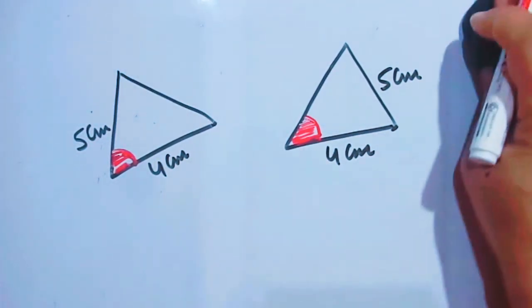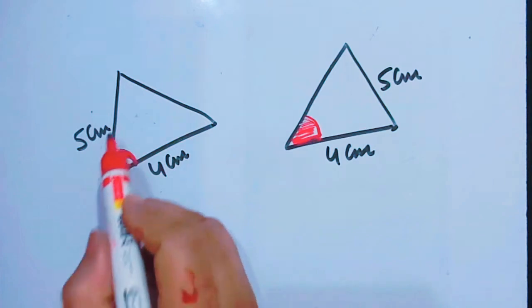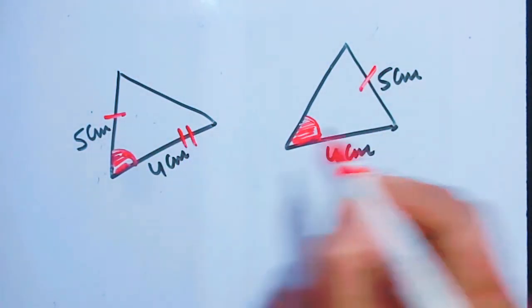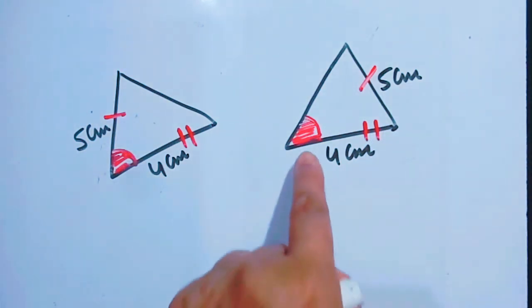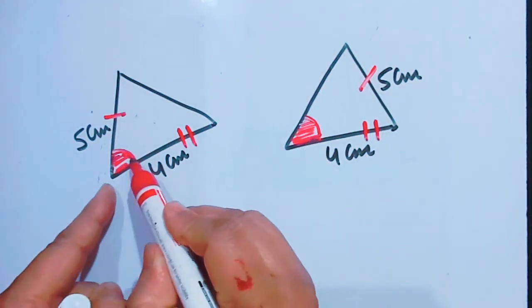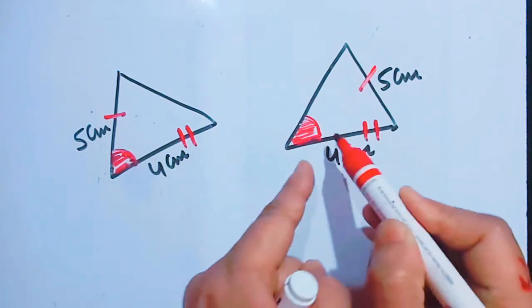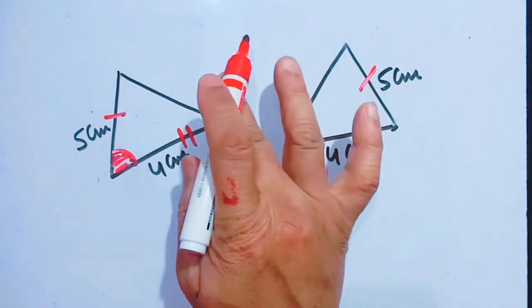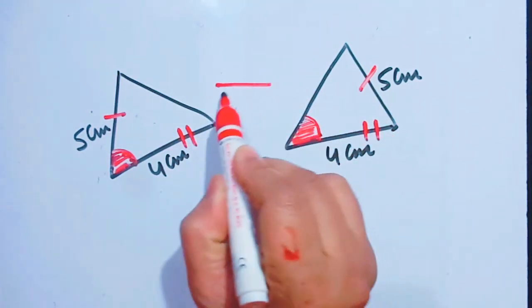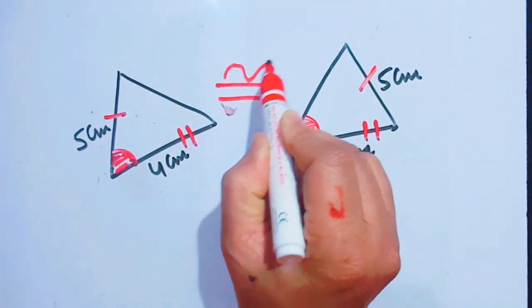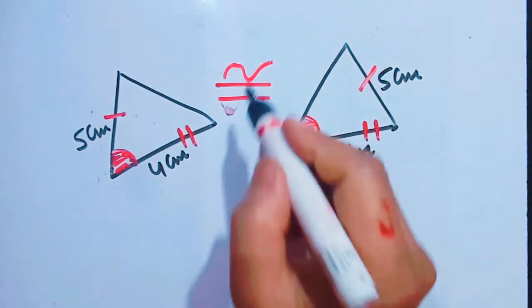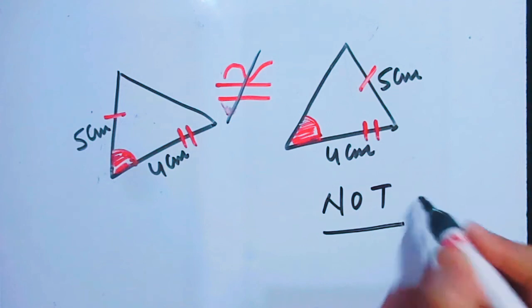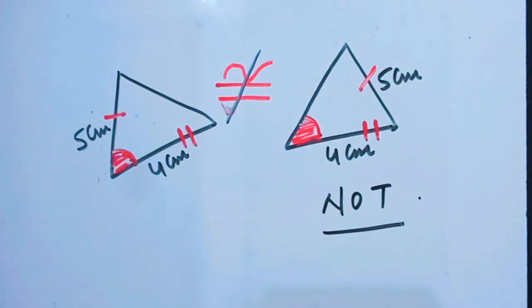Because you people have started observing that two sides are given equal, and one of the sides here is included angle, and this angle is not included. So we will say that these two triangles are not congruent. They are not congruent by any respect.